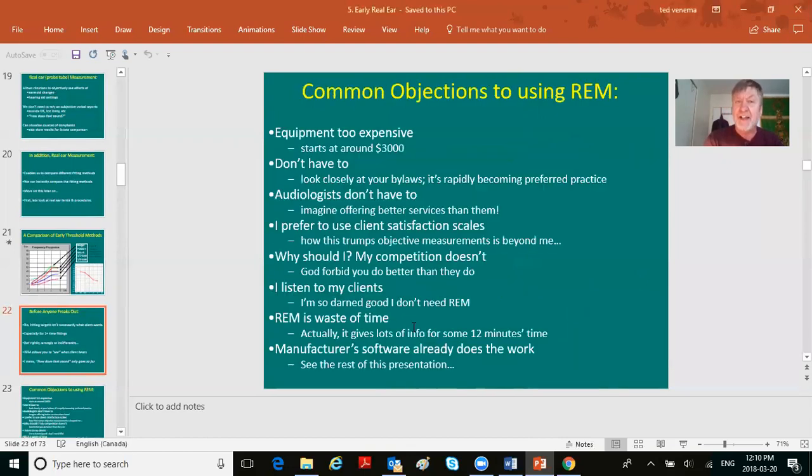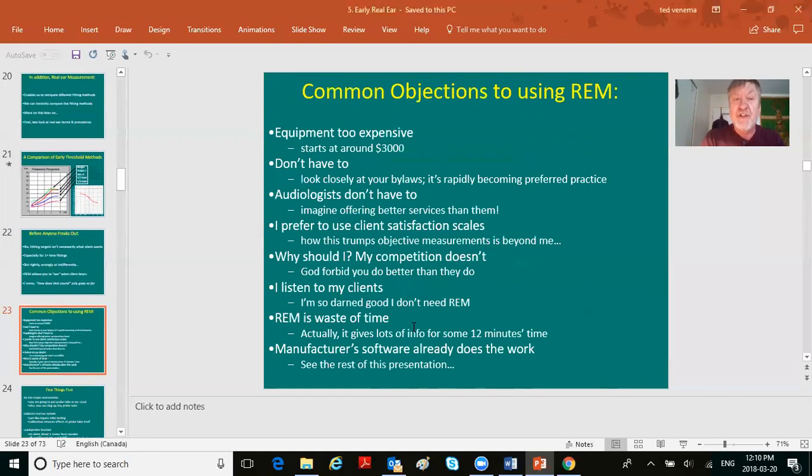Okay, so this is the thing. Common objections to using real ear measurement. The equipment's too expensive. Well, it starts at around $3,000. I don't have to. Look closely at your bylaws. It's rapidly becoming preferred practice. Audiologists don't have to. Imagine offering better services than them. I prefer to use client satisfaction scales. How this trumps objective measurements is beyond me. Why should I? My competition doesn't. God forbid you do better than they do.